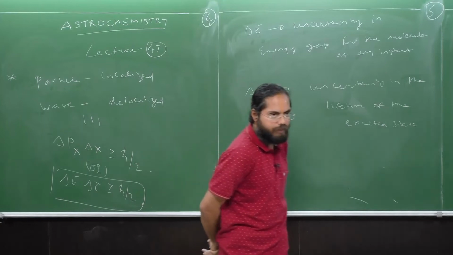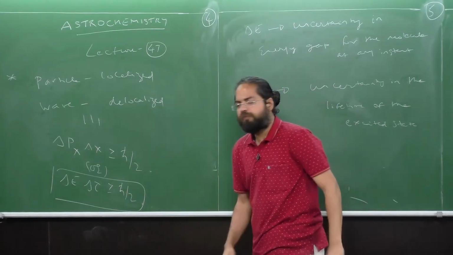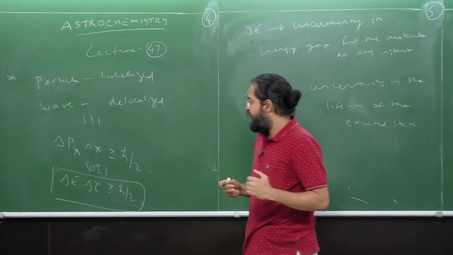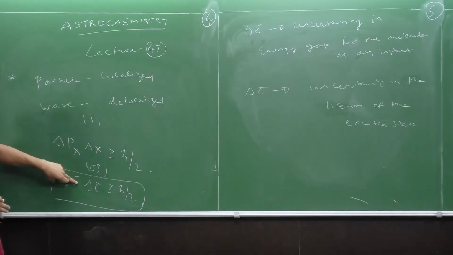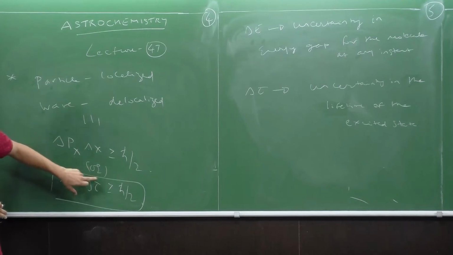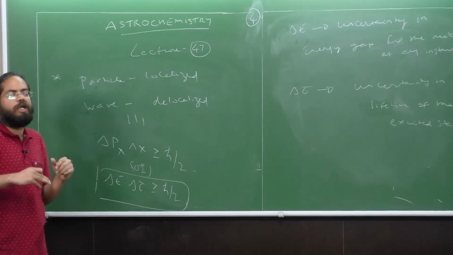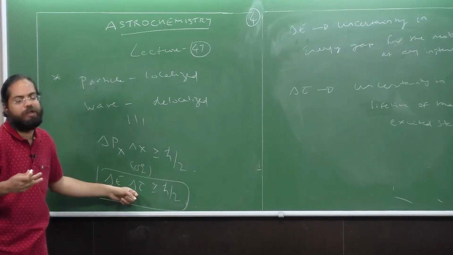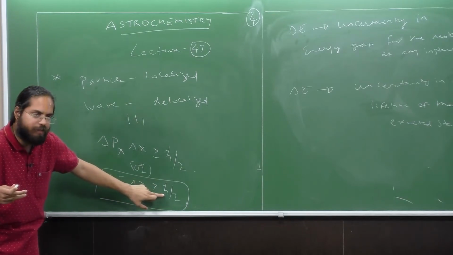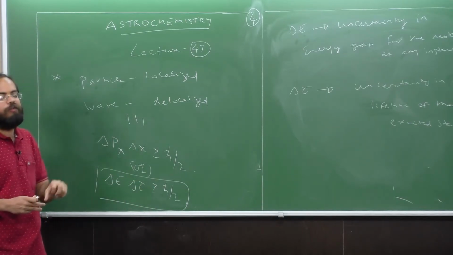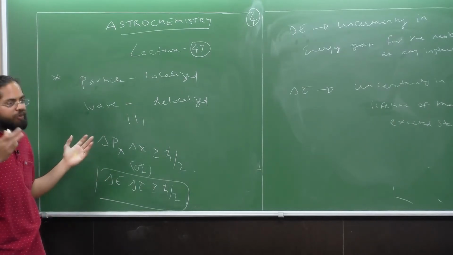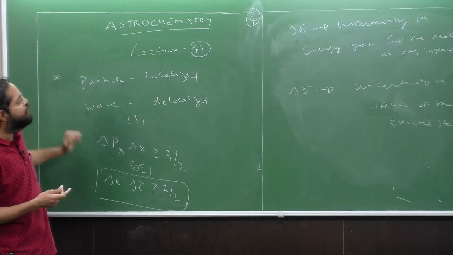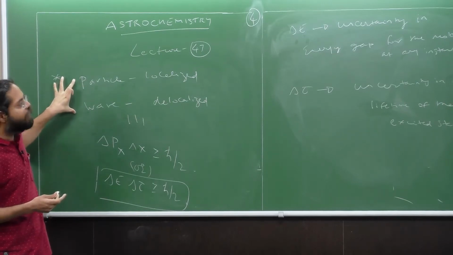So now what this tells us is that if I'm able to accurately get the energy at any instant, I shall not be able to get the lifetime pretty accurately because h bar is very small again. And vice versa also. If I know the lifetime, the energy of the transition I cannot get accurately. So this is a natural consequence of the wave-particle duality.